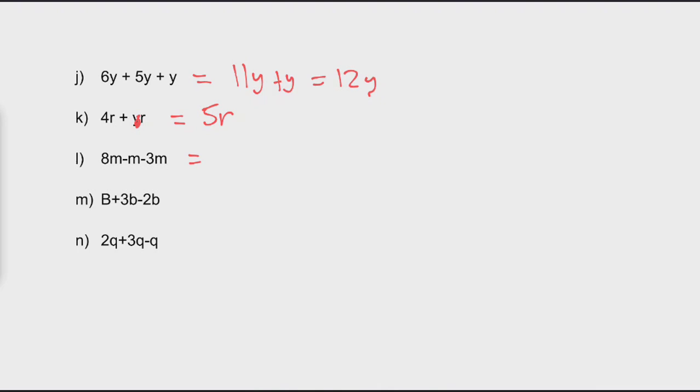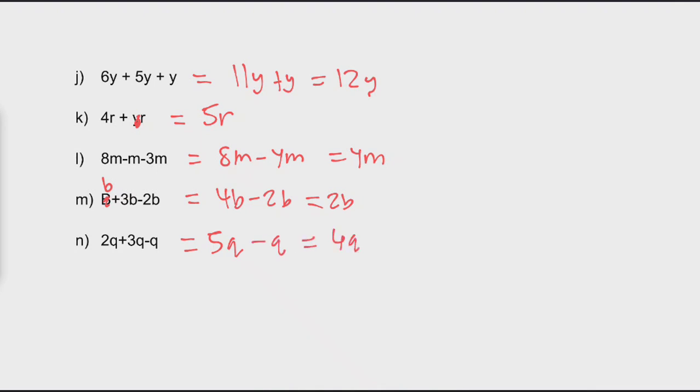8m minus m minus 3m is the same as saying 7m minus 3m, which is 4m. And then we have 4b plus 3b minus 2b, which is 7b minus 2b, equal to 5b. Okay, 2q plus 3q minus q, again 2 plus 3 minus 1. Let's look at 2 plus 3. That is 5q, then minus q at the end, which is equal to 4q.